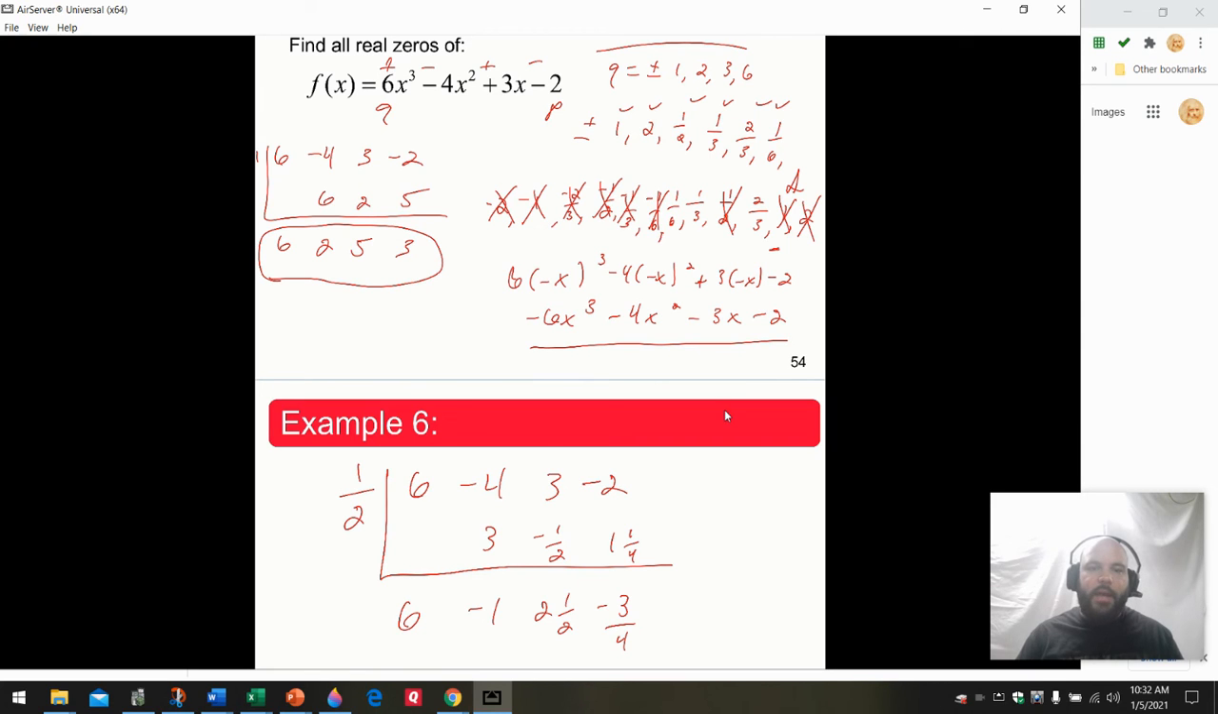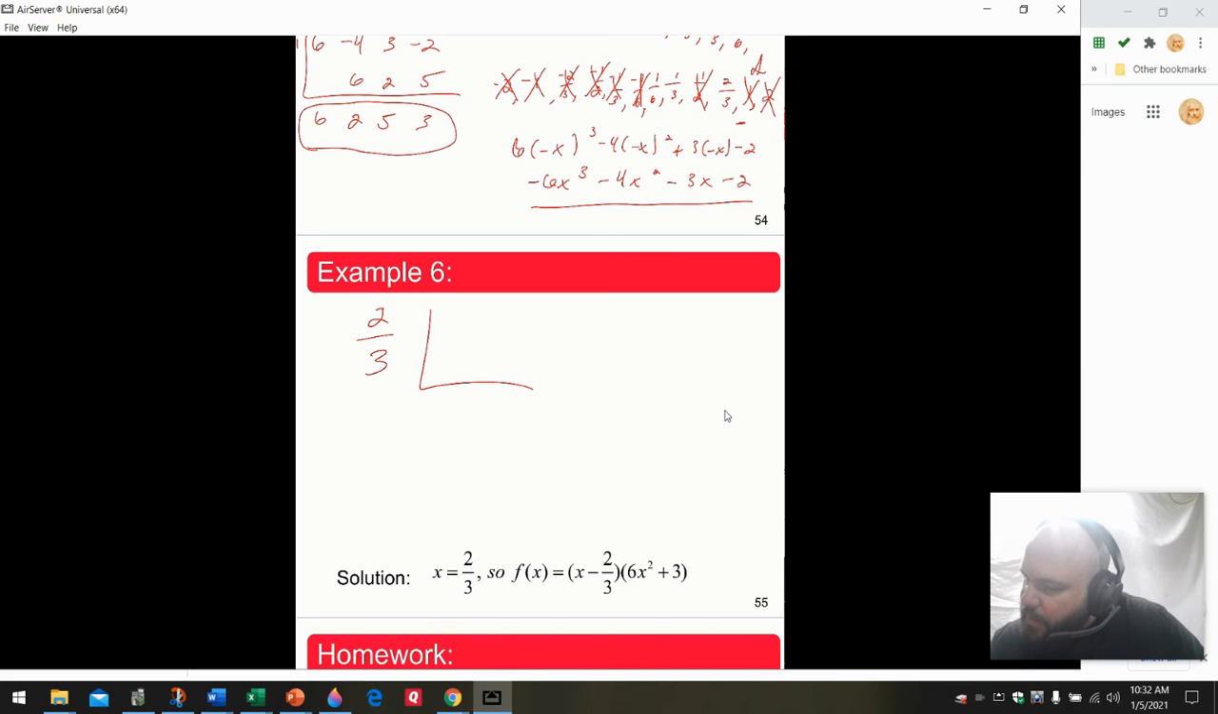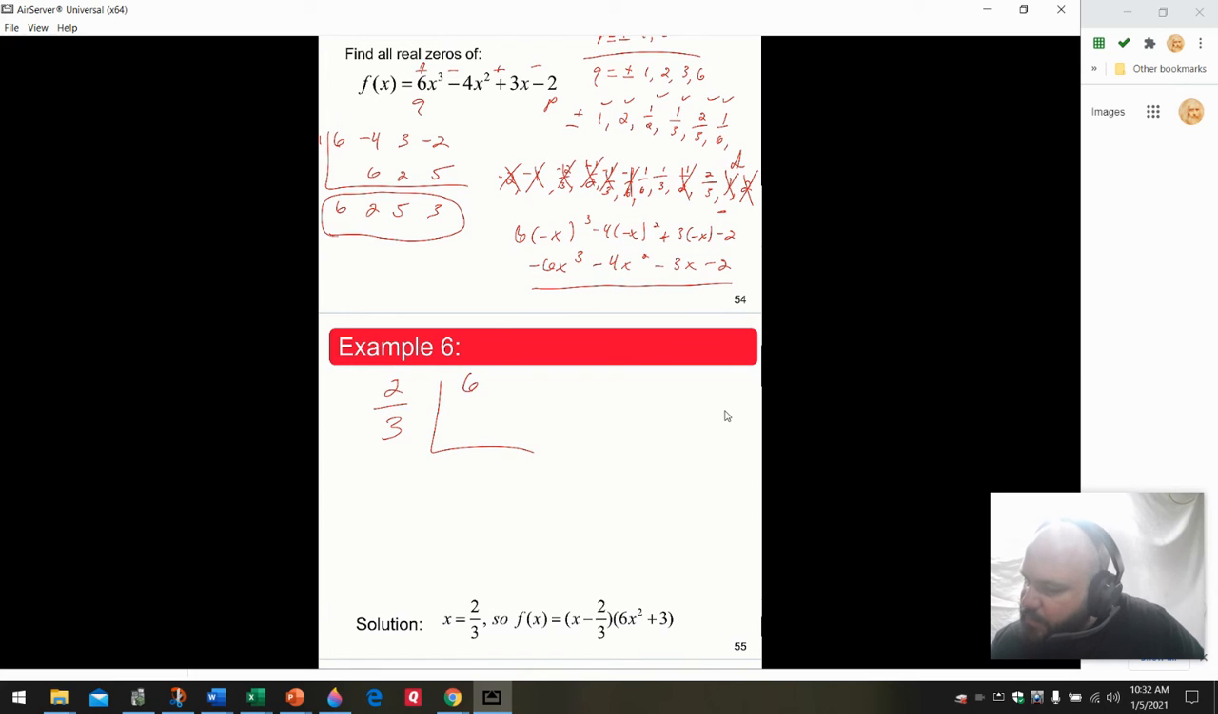I'm going to try, why don't we try 1/6 this time and see if that works. I'm going to erase this just because I'm running out of room here. I actually don't want to try 1/6. Here, I'm going to try 2/3. Let's try 2/3. And so you can try 6, negative 4, 3, and negative 2. Now, I actually should tell you why. Why am I going to try the number bigger?